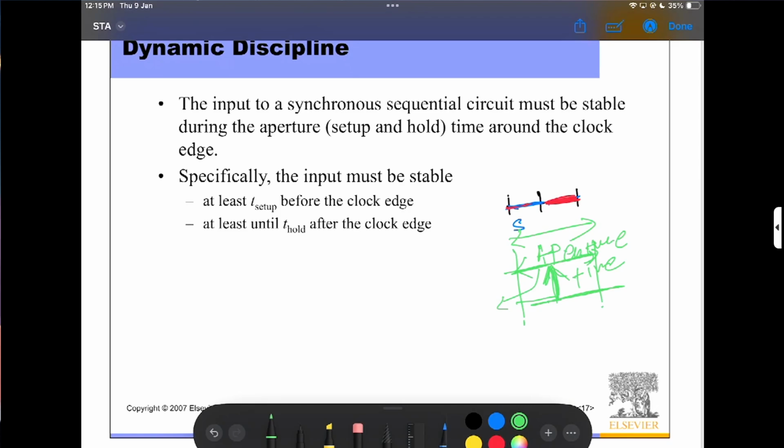Specifically, the input must be stable at least t_setup before the clock edge. So here is my clock. Before the clock, t_setup must be stable, and after it is hold. So before is this and after is this. This must be stable, not changing like 0 to 1 or 1 to 0. This condition will not be acceptable.